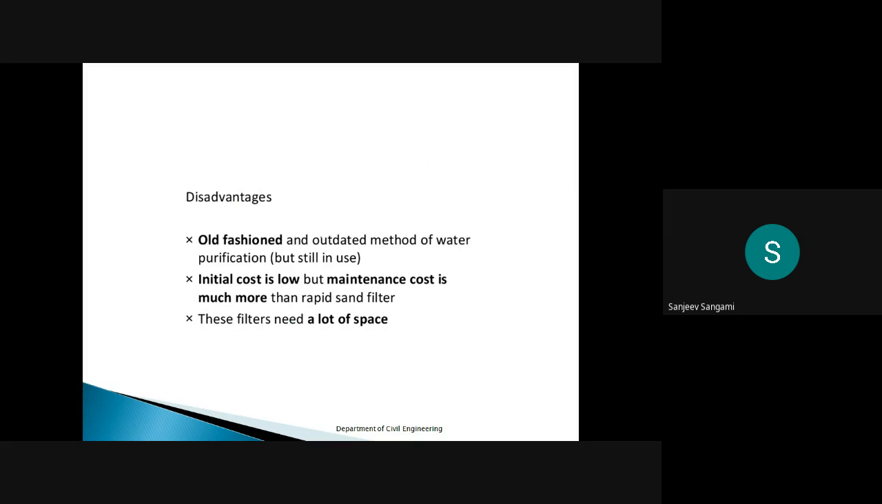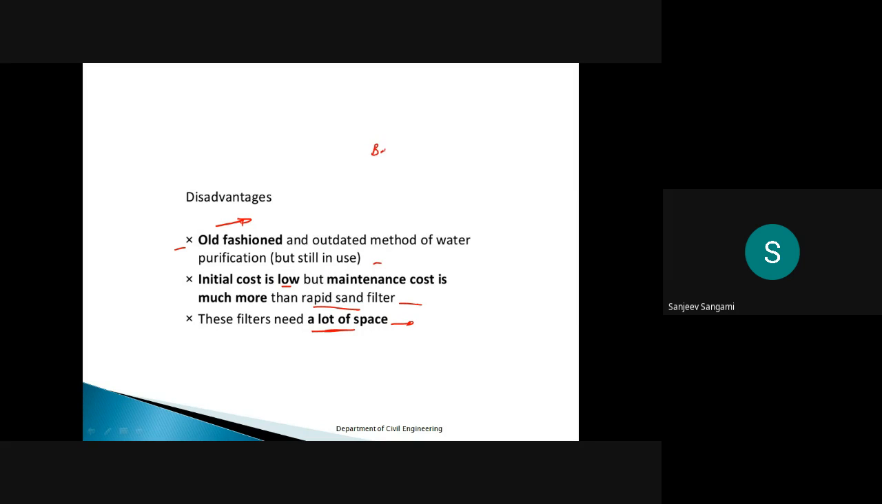So the disadvantages: it is an old-fashioned and outdated method of water purification. The initial cost is low, and the maintenance cost is much more than the rapid sand filter. Of course, once you study the rapid sand filtration process, you will come to know its advantages over the slow sand filtration process. These filters need a lot of space, very important. It's an old one, but nobody is using it.